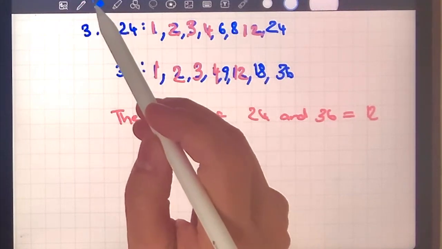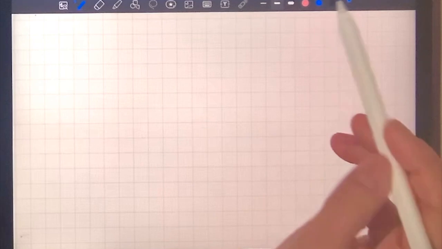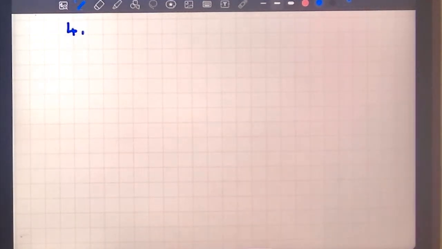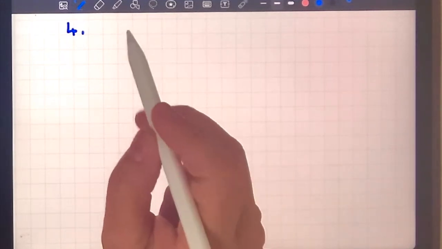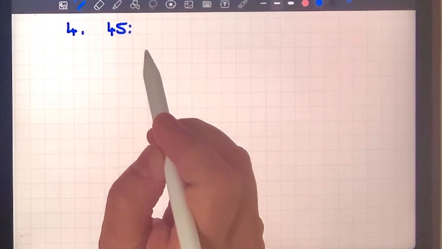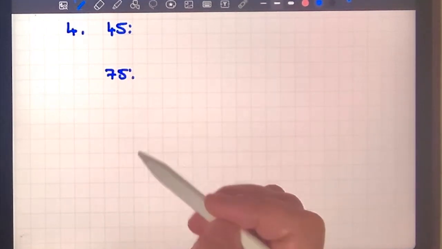Okay, so we're going to clear the page and move on to question number 4. Now we need to find the HCF of 45 and 75.